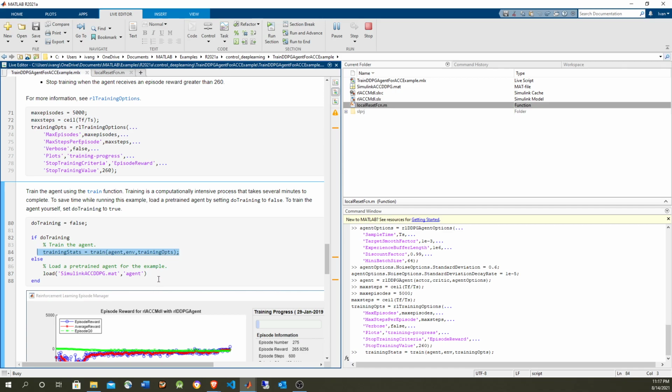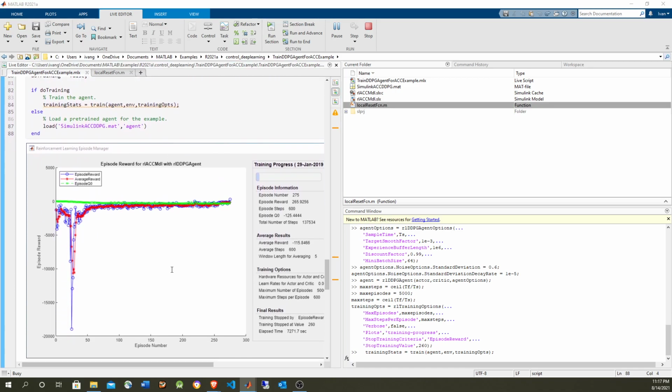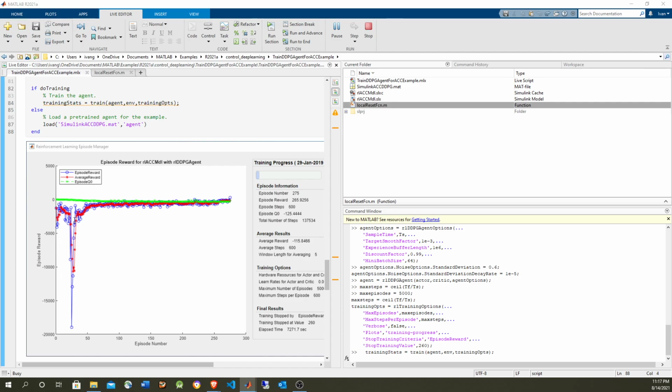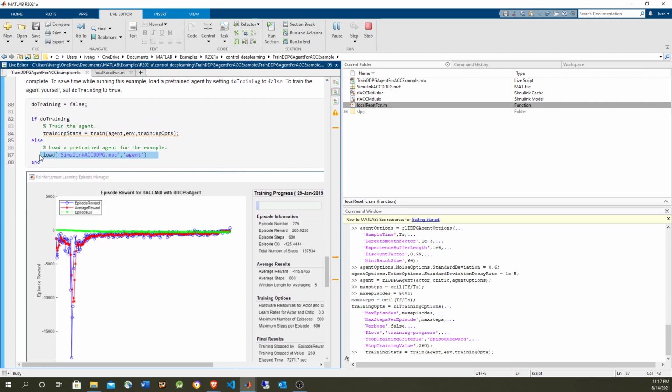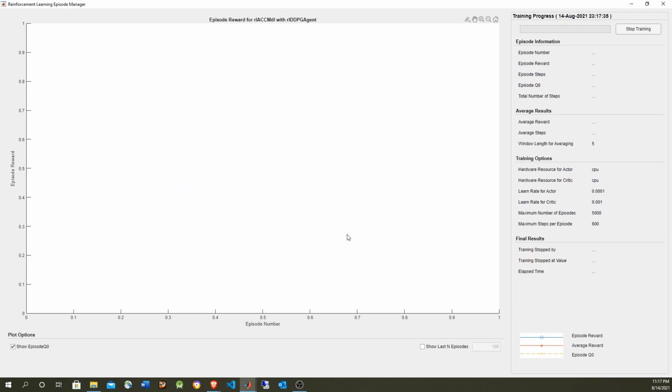This is going to take a long time, so eventually it's going to look like this. It starts very low, and eventually it's going to get into a good reward, and it's going to predict the long-term reward correctly. I'm going to stop this eventually and load the pre-trained network. But I'm going to show a little bit how it looks.